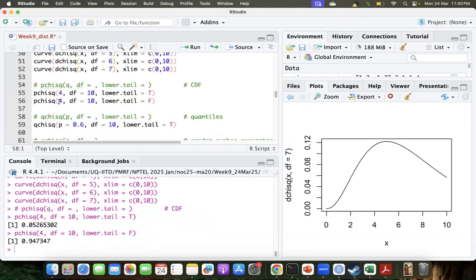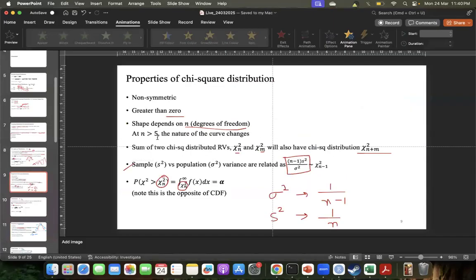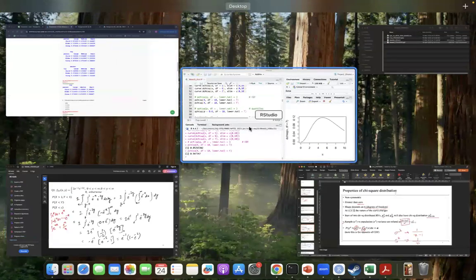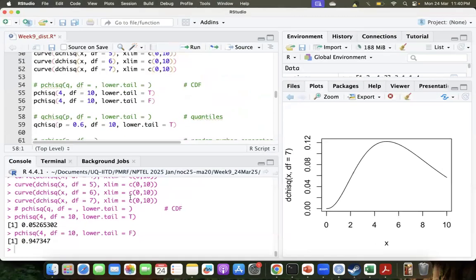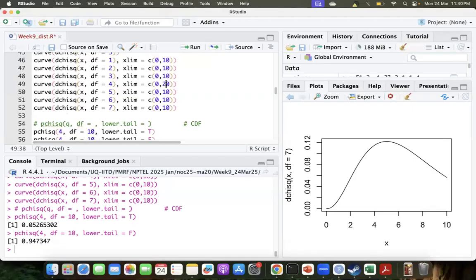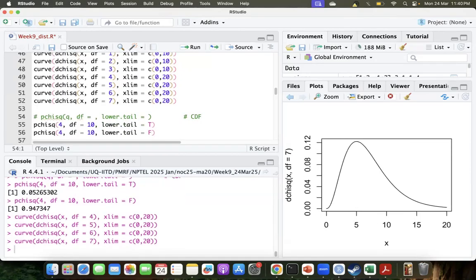Oops, sorry. I think this should have been 3 actually. Yeah, like at 3, it actually changes. Okay. You can also increase it to 20 if you want to visualize it further. Right? So you can see it's shifting more and more.